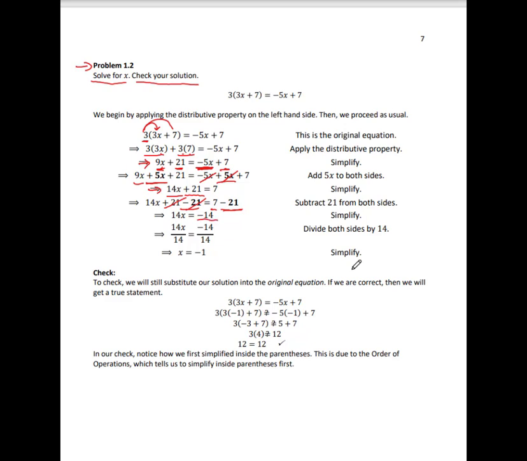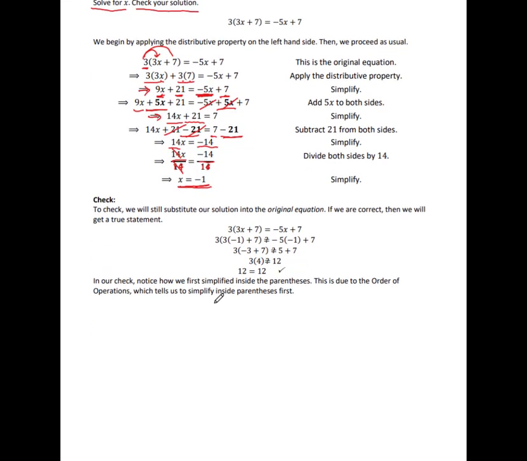The next step is to get rid of that 14 in front of x, so we need to divide both sides by 14. Dividing both sides by 14 makes the 14s cancel on the left, so we are left with x only, and the right-hand side becomes negative 14 divided by positive 14, which is negative 1. So we ended up getting x equals negative 1.